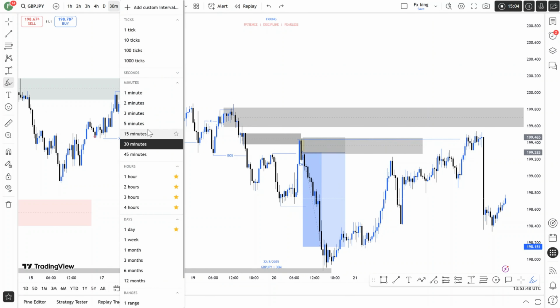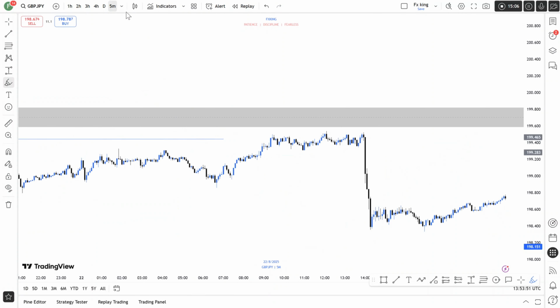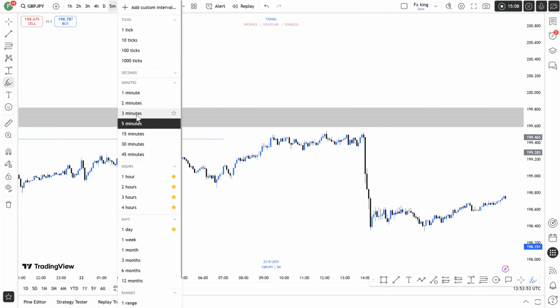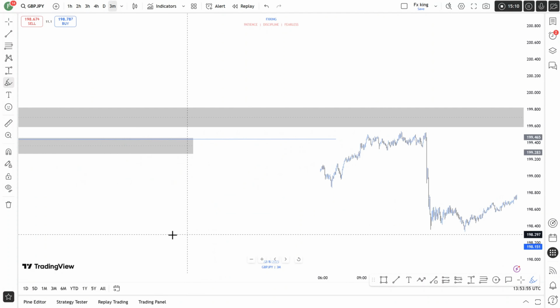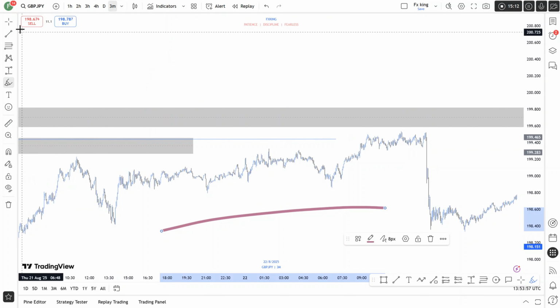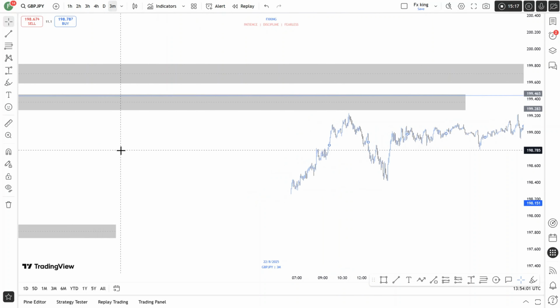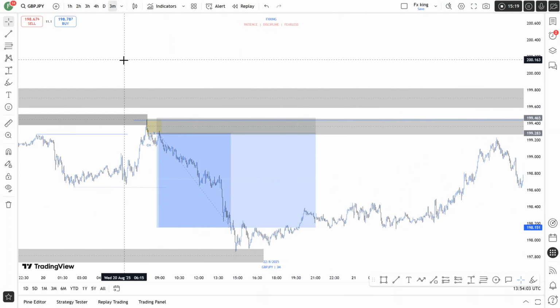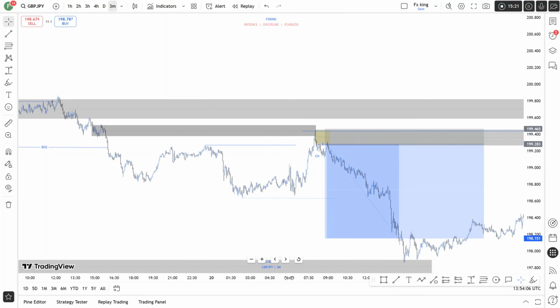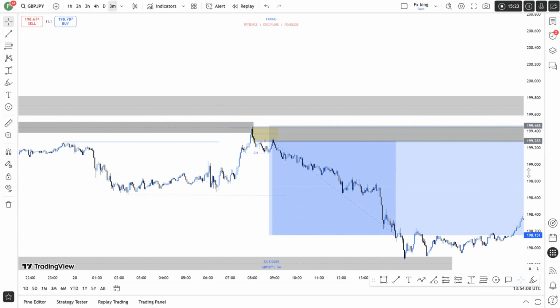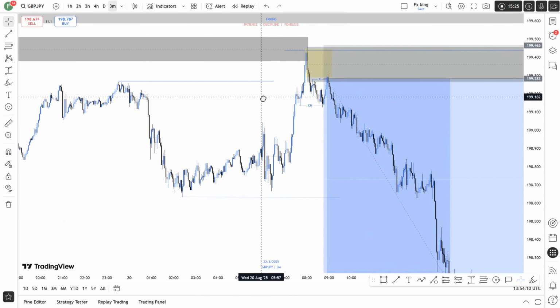Now on the 5 minutes, you are going to see this clearly on a smaller time frame. I think it should be the 3 minutes or the 2 minutes. I cannot remember where I got that entry from. So okay, this was the entry we used here.